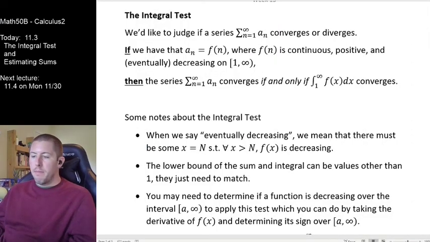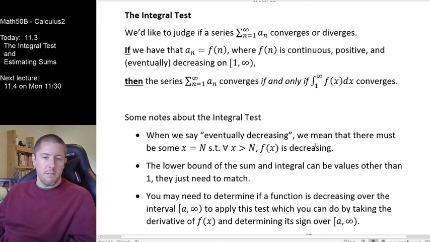We can say that using our fancy math notation here. We mean that there must be some x value that I'm going to call n, such that for all x values beyond n, f of x is a decreasing function. Or I could have even said f prime of x is less than 0 or something like that.